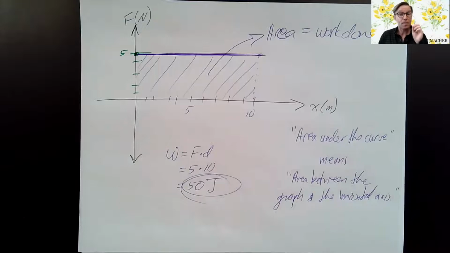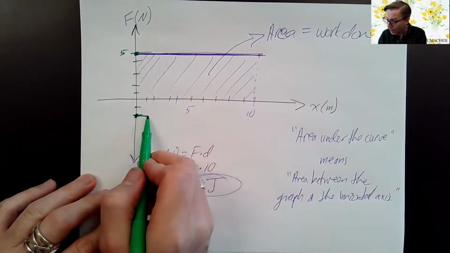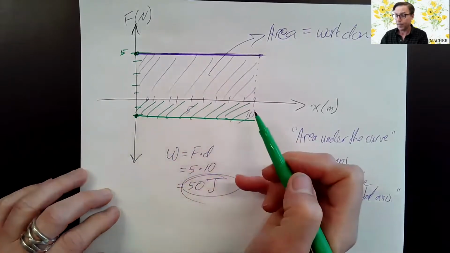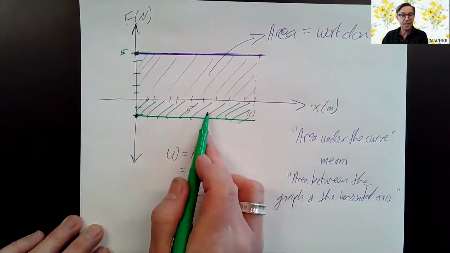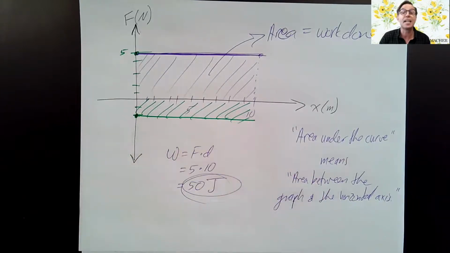So, but that becomes really important later, because what if I made a different graph? What if while we moved 10 meters to the right, I pushed the thing to the left? I pushed with a force of 2 newtons to the left. Well, that 2 newtons would be down here. And then the work done would be 5 times 2 is 10. That would be negative work. What does negative work do?